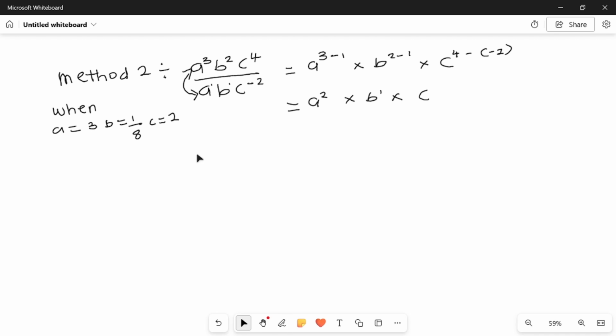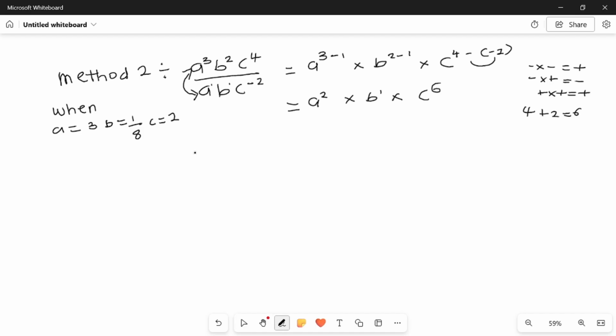Remember, I told you that when we have minus times minus, it will give us plus. When we have minus times plus, it will give us minus. And when we have plus times plus, it will give us plus. So here we have minus times minus, so minus times minus gives us plus. So 4 plus 2, that's what we have. Let me write it here. 4 plus 2 is equal to 6. So it will now be C raised to the power 6.